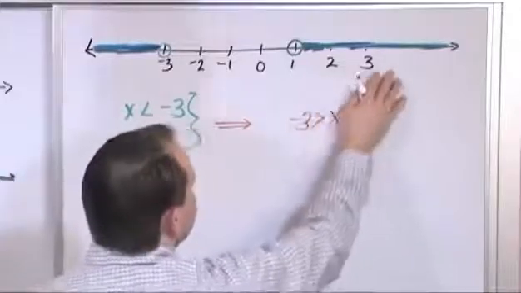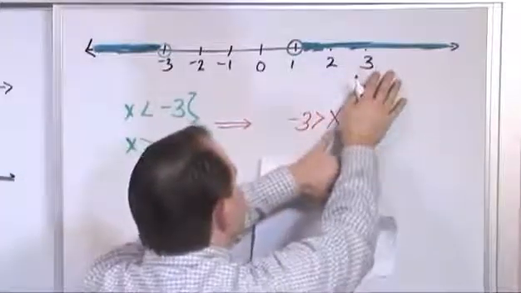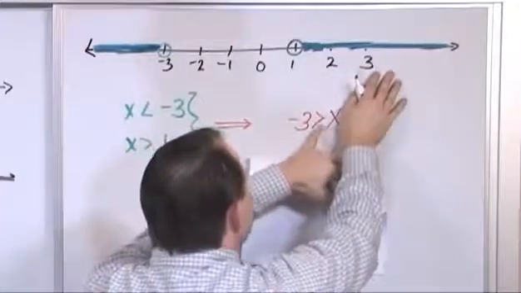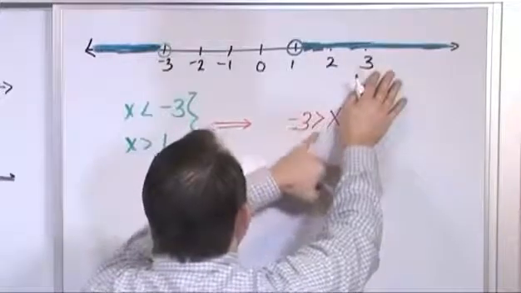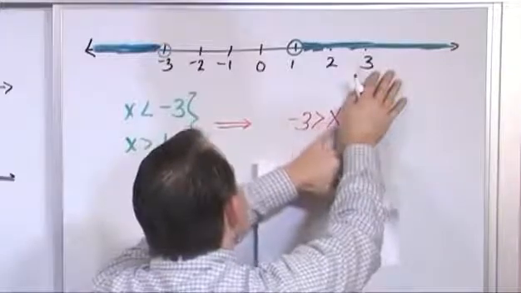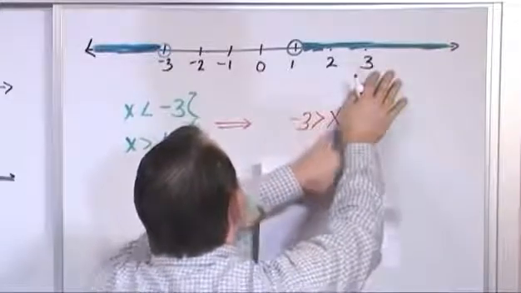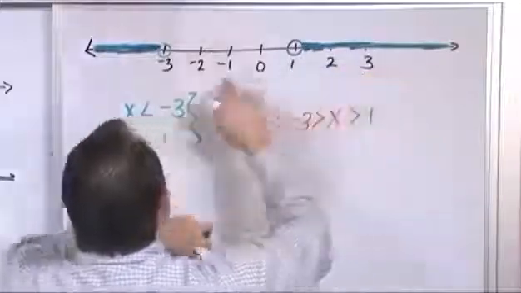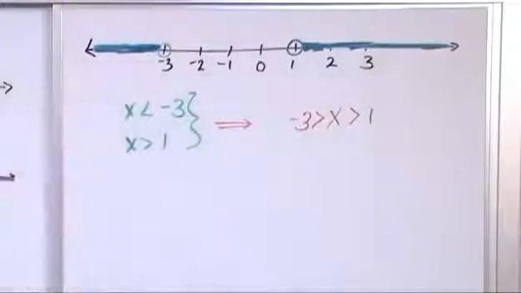Now if you cover this part of it up, then if you read it properly starting at x, x is less than negative 3. X is less than negative 3 because the arrow is pointing to the smaller thing. So x is the smaller thing. X is less than negative 3, reading it from the inside out. And that's why we have it written that way.